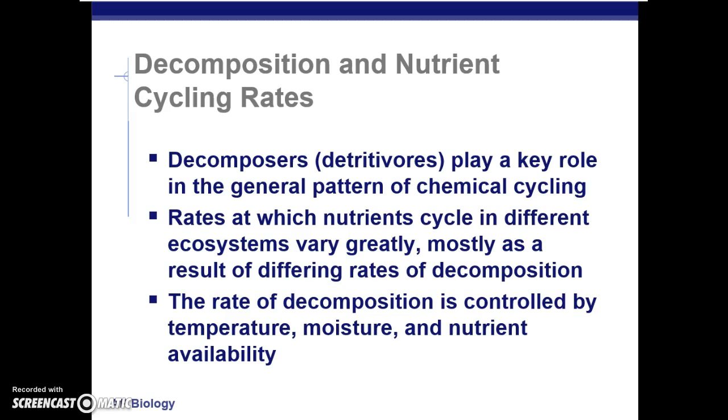The rates at which nutrients cycle in different ecosystems are going to vary greatly, and they're mostly going to result in a different rate due to the decomposers. So the rate of decomposition is controlled by temperature, moisture, and nutrient availability. So as you might imagine, places like the tropics have a very high rate of decomposition, which helps fuel the great biodiversity that we see in places that have that tropical climate. And that type of biome has very quick biogeochemical or nutrient cycling occurring.